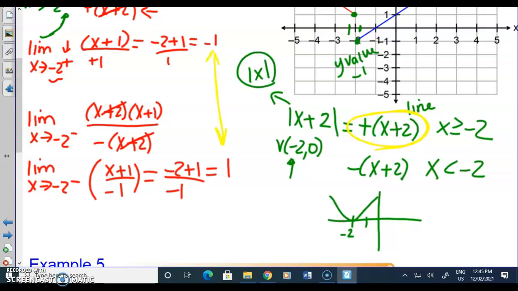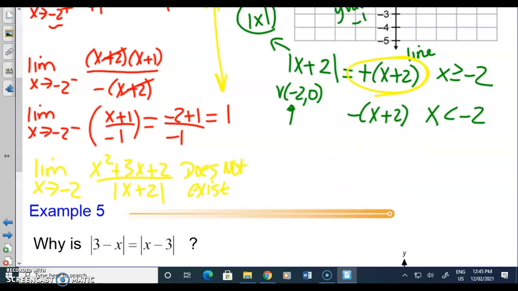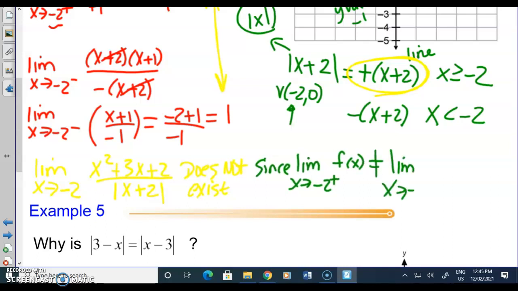So do you notice the limit from the left and right are different, which is exactly what we said on the graph. So our final statement should be the limit as x approaches -2 of my original function. So I'll write it all out. Does not exist. And you can even make the statement, I'm just going to erase this. You can even write the statement since the limit from the right does not equal the limit from the left. And then you're done.